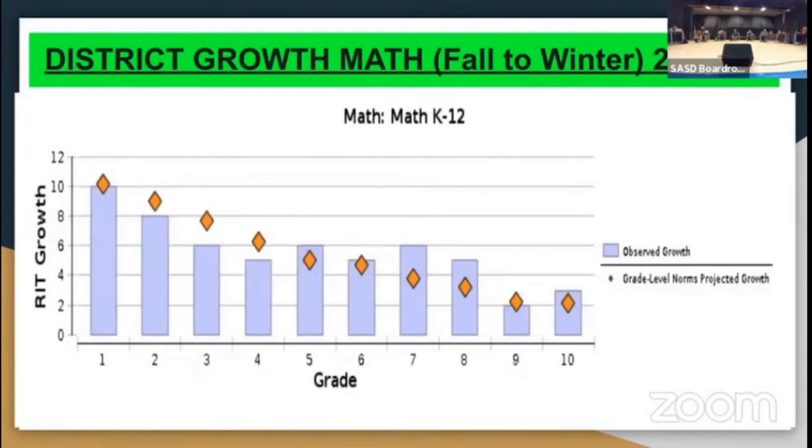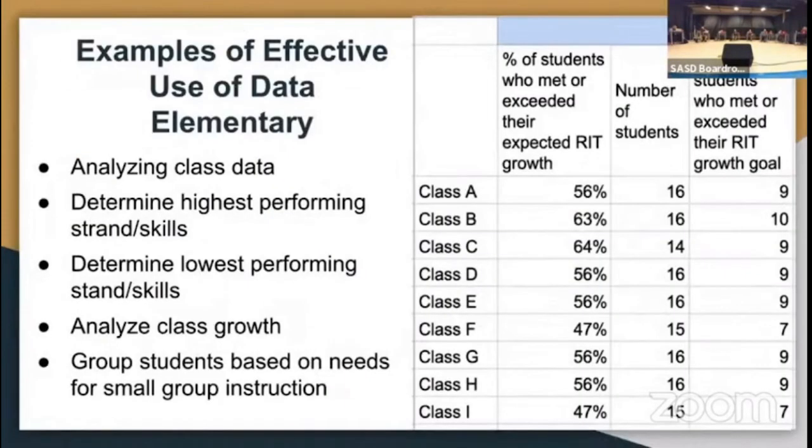So what do we do with the data? At the elementary school, teachers analyze the data per their class. They have a bunch of questions that they answer. They determine the highest performing strand or skills for both reading and math. They also look at the lowest performing skills for reading and math, so they can know what their classes are really good at and what they still need to work on. They analyze their class growth, which is that chart that you can see there.